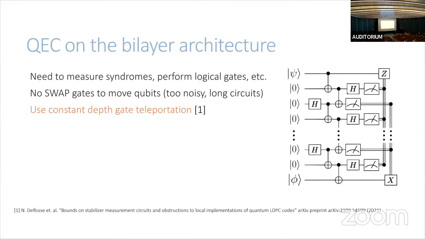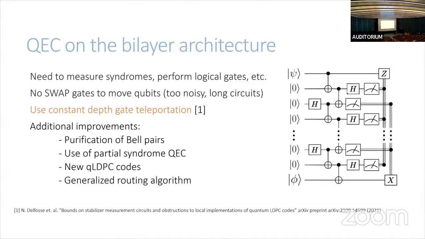So instead, we can use constant depth gate teleportation, and this was actually used before in this Delfosse-Beverland-Tremblay paper. However, they found that using constant depth gate teleportation didn't yield a threshold, and doing this just incurred way too much noise in our error correction scheme.